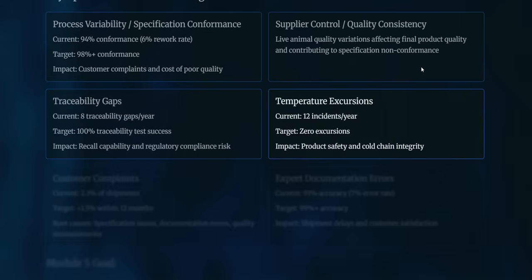The other challenge we have is temperature excursions. Currently, our organization is having 12 incidents per year, and our target with the implementation of the ISO 9001 quality management system is to ensure zero excursions per year and sustain it that way. We will also show you through this module how to do that and how to sustain it effectively.